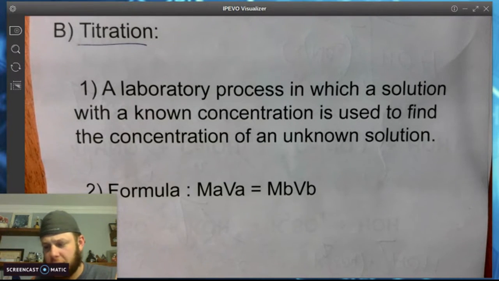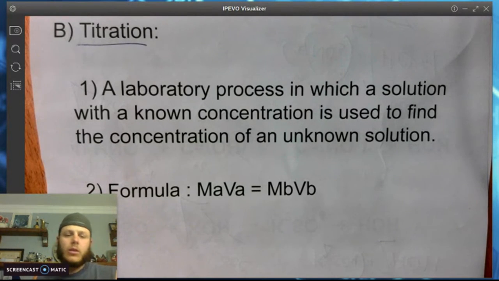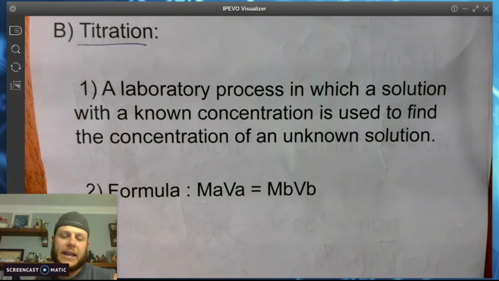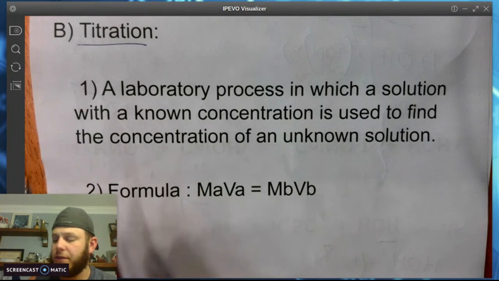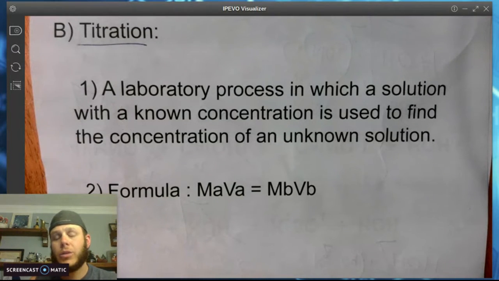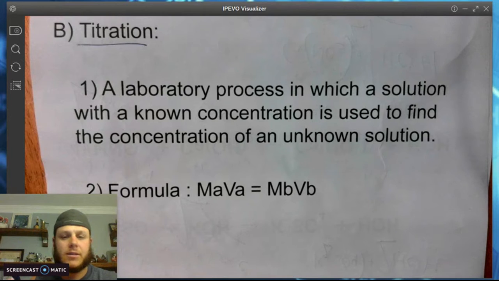Titration is a laboratory process in which a solution with a known concentration is used to find the concentration of an unknown solution. It's a confusing definition, but essentially we're going to take an acid with a specific concentration to find out the concentration of a base, because of what we just discussed in the last lesson, which was neutralization.